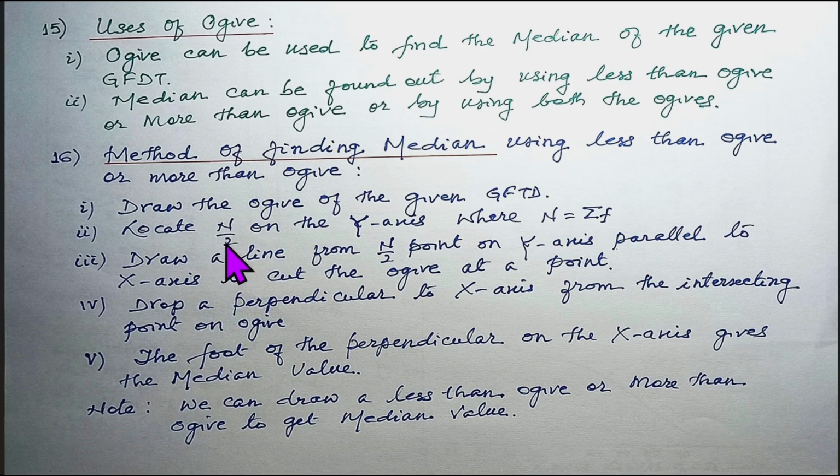Then locate n by 2 on the y-axis. We know what n is, it is the summation of f, so find the value of n by 2 and locate that point on the y-axis. Now draw a line from the n by 2 point on the y-axis parallel to the x-axis to cut the Ogive at a point. Now drop a perpendicular to the x-axis from the intersecting point on the Ogive, and the foot of the perpendicular on the x-axis gives the median value. Let us understand this with the help of a diagram.